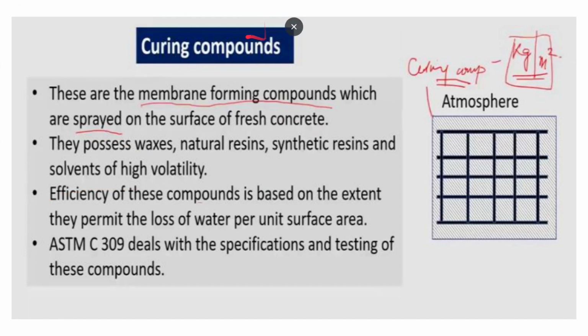Curing compounds. Various types of compounds are used, basically in membrane curing. These are membrane forming compounds which are sprayed on the surface of fresh concrete. They contain wax, natural resins, synthetic resins, and solvents which have high volatility. These compounds have an efficiency based on the extent to which they permit the loss of water per unit surface area, because that is the main reason they are used. ASTM C309 deals with the specifications and testing of these compounds. For various characteristics, specifications, and tests to determine their quality, we can refer to ASTM C309.